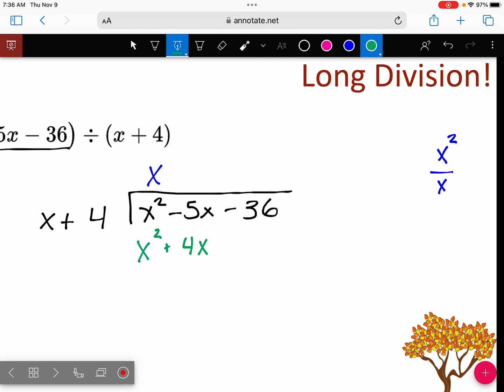Questions on how I found either of those pieces for now? Not on the why, just on the how. So then just like we did in the bell work, we subtract between the lines. So I need to subtract these whole things. So x squared minus x squared gives us 0. That's the whole point. Your first term should always disappear. Then I have minus 5x minus 4x gives us minus 9x. And then our last term drops down.